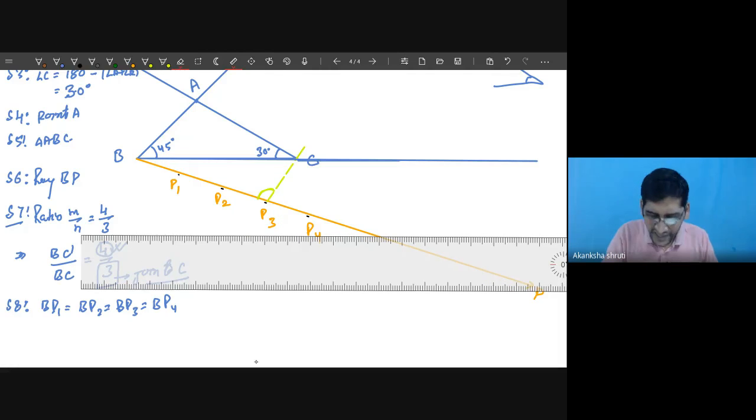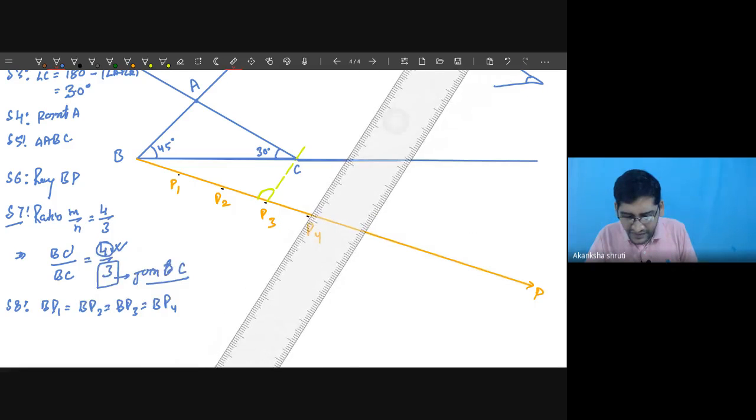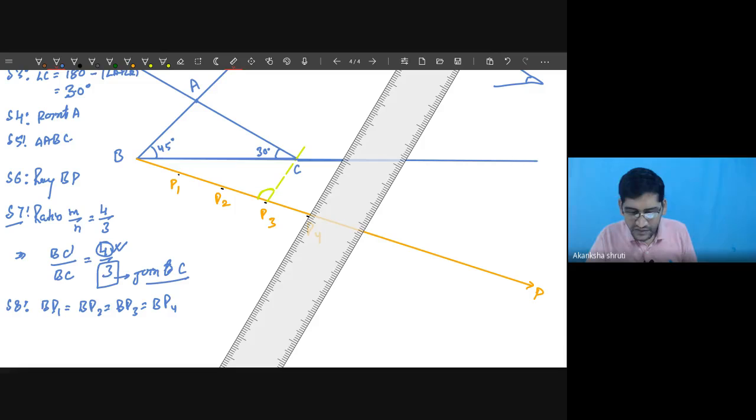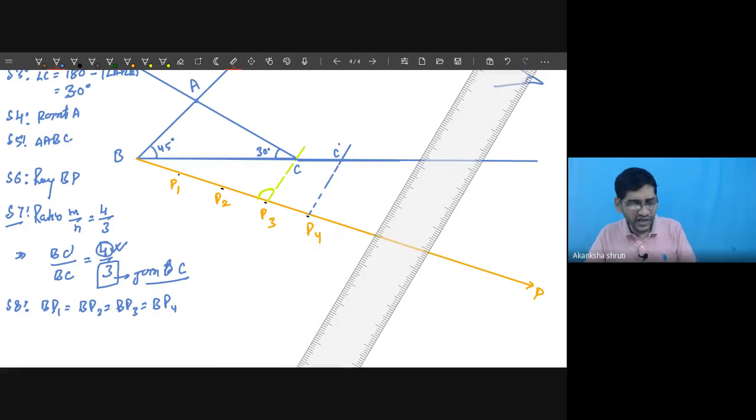Where will be the C dash? That we want to know. This is our C basically. So C dash will be where? The line starting from P4 will be parallel to P3C, and if you draw the line parallel to this one, this will be your C dash. But how to draw?